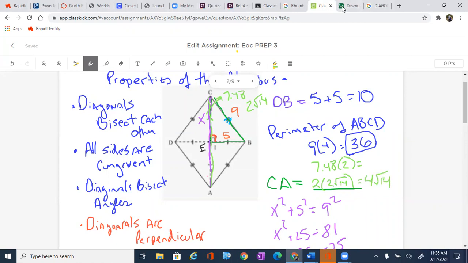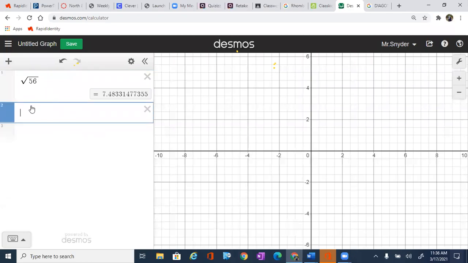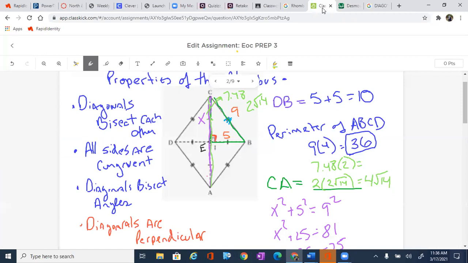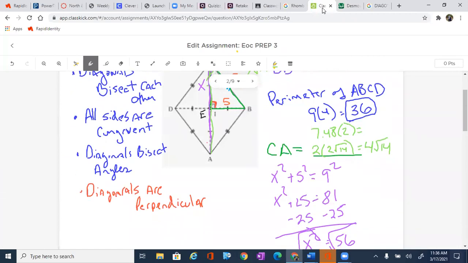Or if we want to go over here and type everything into Desmos, I would say 2 times 2 times the square root of 14, and it will bring us to the exact same answer that we had before, which is approximately 14.96. If we doubled the 7.48, that would also bring us to that same exact answer. So we would be roughly at 4 times the square root of 14, or like we said, 14.96.